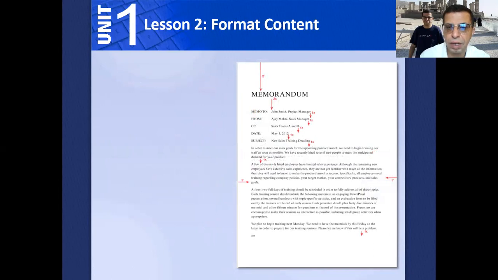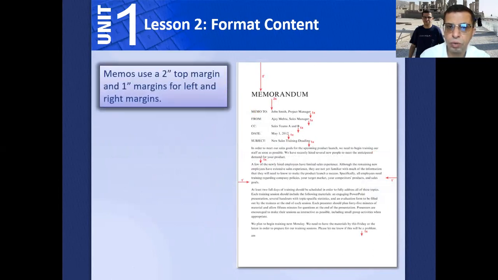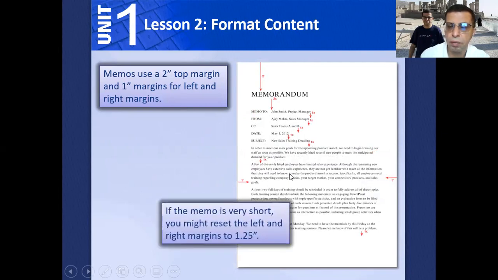In general, we try to use a 2 inch top margin, and on the sides probably 1 inch each, for a memo. If the memo is very short, you might also reset the left to 1.25, so it looks bigger for the reader.